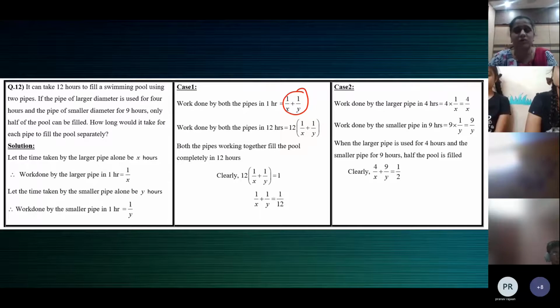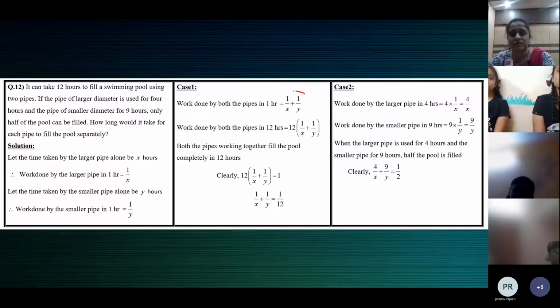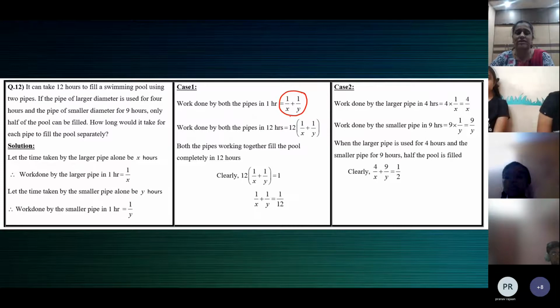But they're not kept open for 1 hour. They're let open for 12 hours. Both the pipes are working together for 12 hours, not for 1 hour. So the work done by both the pipes in 12 hours will be 12 times their 1 hour's work. This is the fraction of the tank filled by both the pipes in 1 hour. Multiplied by 12, that will be 12 hours' work.